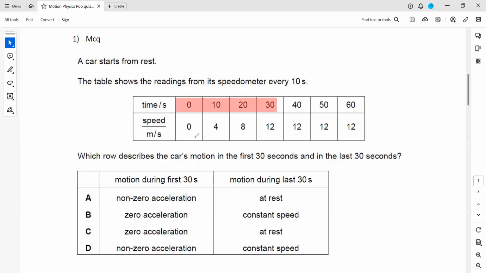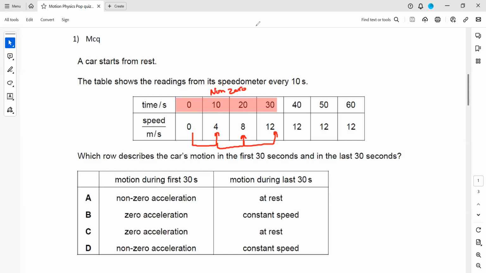So here the options are given as a non-zero acceleration or a zero acceleration. Acceleration refers to if the speed is constant, if speed is not changing, it means acceleration is zero. So in this case, because the speed is changing, like it was 0 changes to 4, 4 changes to 8, 8 changes to 12, it shows it has a non-zero acceleration in the first 30 seconds.